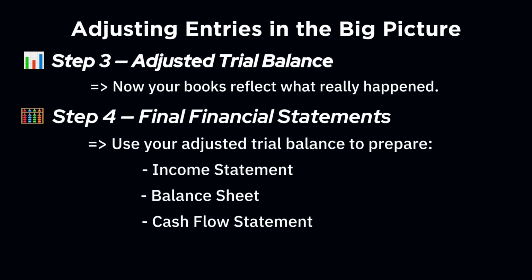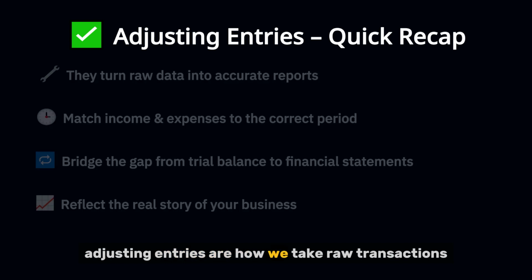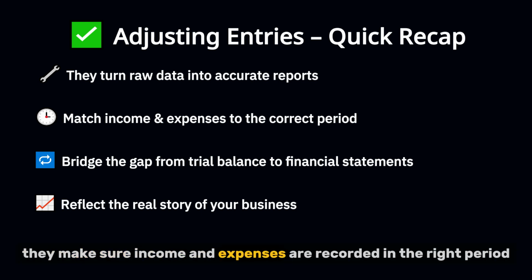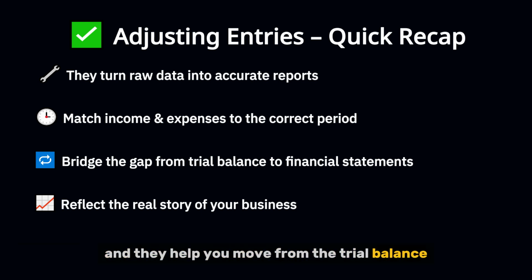Let's recap. Adjusting entries are how we take raw transactions and turn them into polished, accurate financial reports. They make sure income and expenses are recorded in the right period, and they help you move from the trial balance to complete financial statements that reflect the real story of your business.